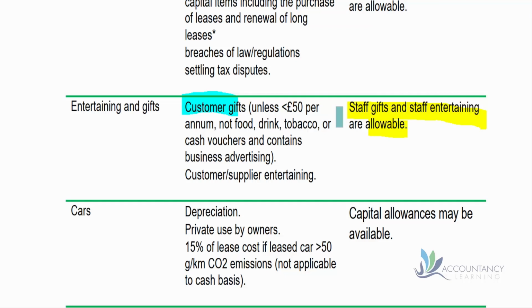But it cannot be food, drink, tobacco, or cash vouchers. And it must contain some business advertising. So for example, if you were going to give gifts of calendars with the company logo on it, that would be an allowable expense. If you're going to give pens with the company logo on it, that would be an allowable expense.